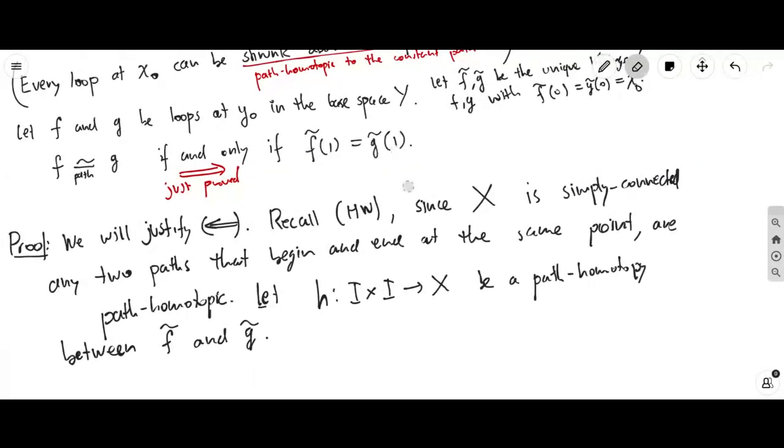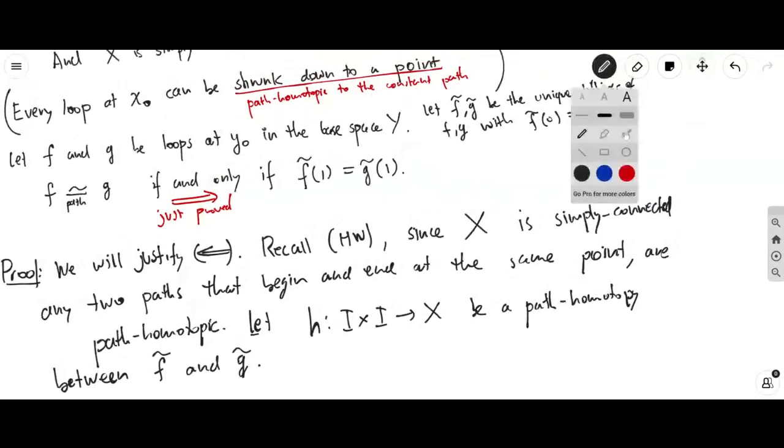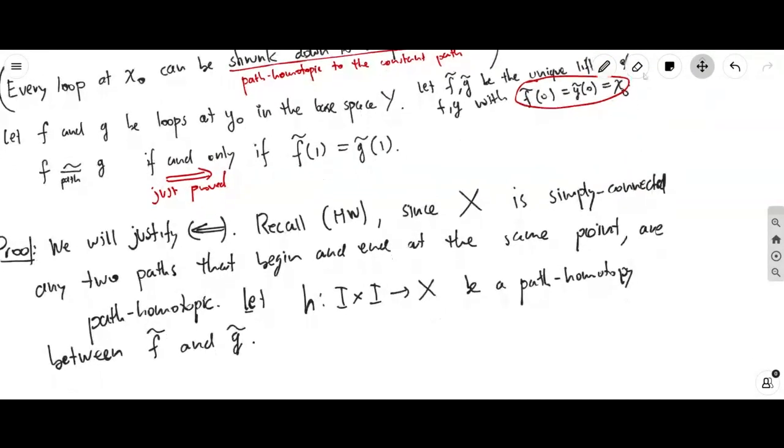You're assuming they have the same terminal point. You already know that they have the same initial point. You already know this. So it's all about that terminal point. So since they have the same terminal point and they have the same initial point, F tilde and G tilde are path homotopic. So there's a homotopy between them.